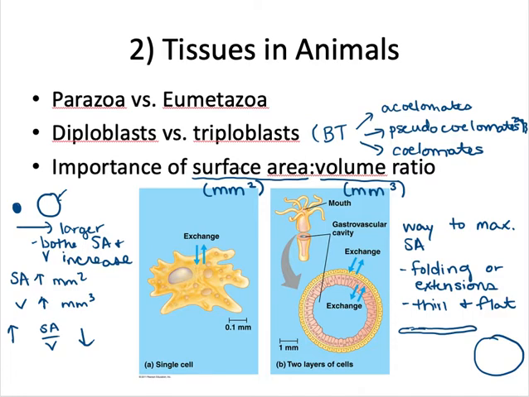So our animals that are thin, flat, and exposed to water on all sides will often not need a circulatory or a respiratory system because diffusion occurs at a higher rate if the surface area is higher. And at the tissue level, we'll see certain types of tissues that are involved in gas exchange being very thin and flat.